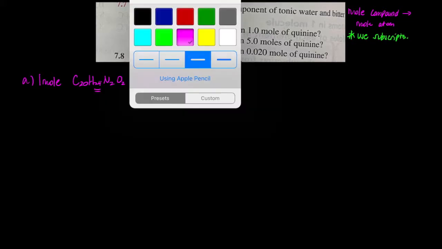Now, we first need to set up the equivalency. And so 1 mole of this formula is equal to 24 moles of hydrogen. So we're ignoring all the other numbers and just using that 24.